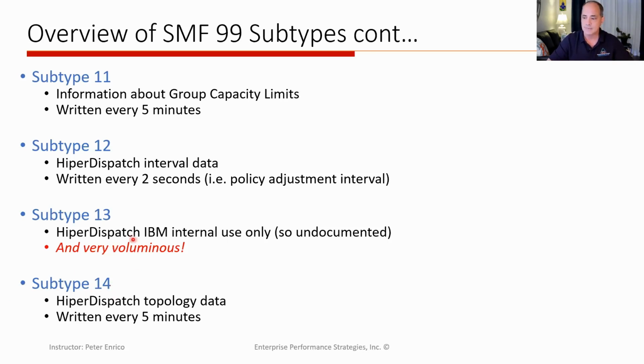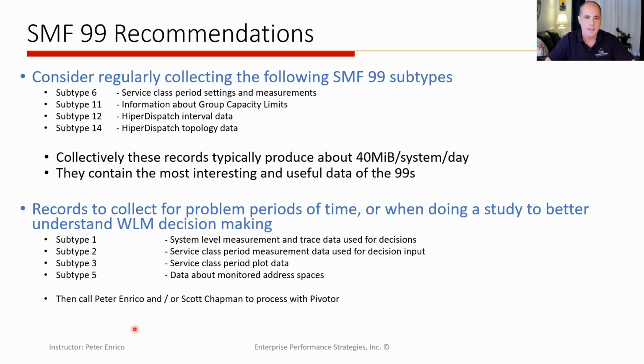And then we have the 13, which I said was internal use, so I would say turn that off. And then we have some hyperdispatch topology information inside of the subtype 14, which is basically a mapping of the processors to the actual physical CPUs on the CEC. So you can get a diagram of how the CPU is set up. That's my high level overview of the records.